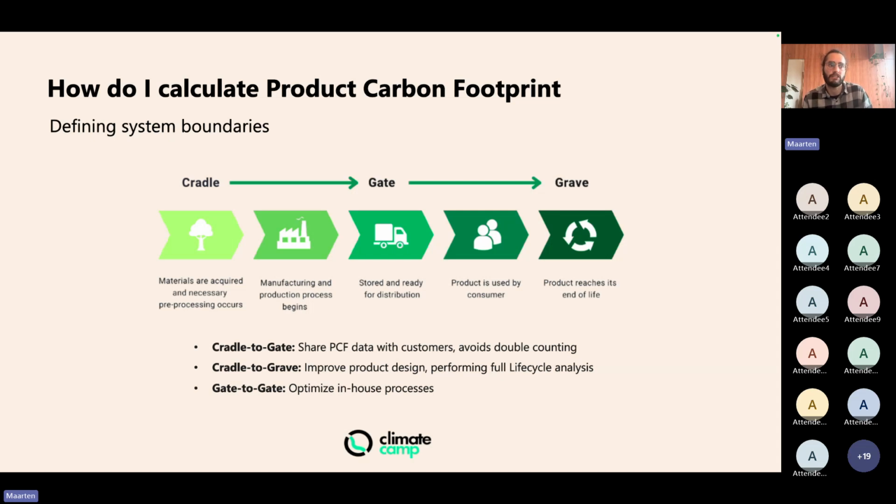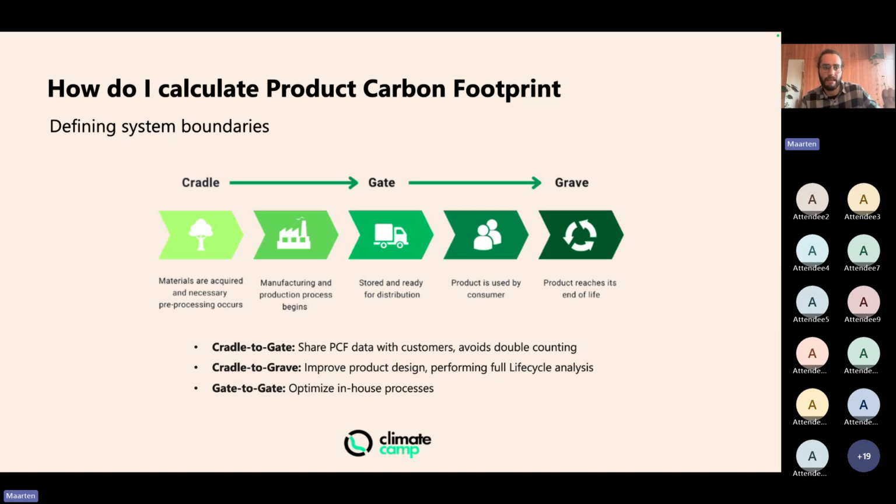Whereas cradle to gate will ensure that only all the emissions are calculated up until your manufacturing, when the goods leave your manufacturing units. Cradle to grave then obviously is full life cycle analysis. This has much more relevance for LCAs and improving product design, for example, when we're talking about how can we improve reuse, recycling of our product, how can we extend lifetime, for example.